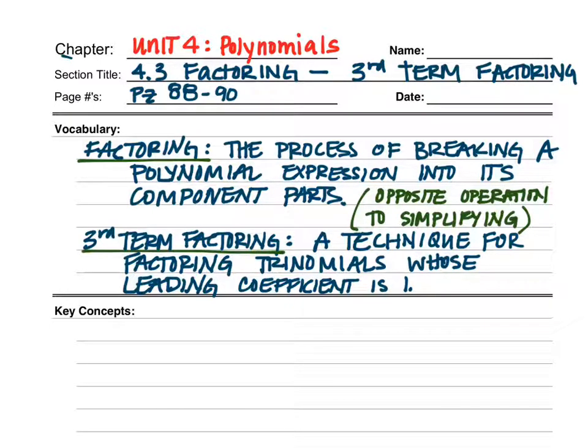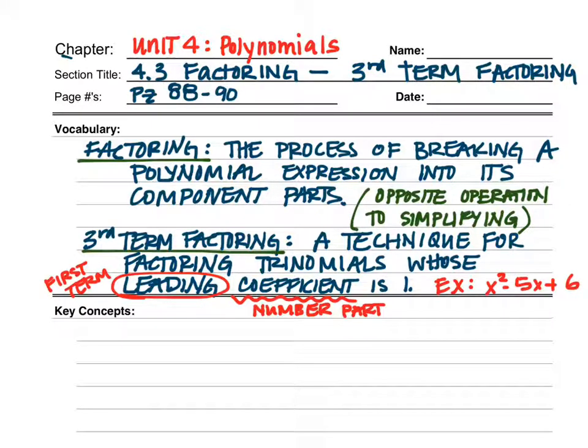And the coefficient is 1, and what's important is the first coefficient, so that leading coefficient. Coefficient is the number part, and an example of a trinomial whose leading coefficient is 1 is x squared minus 5x plus 6. We're really taking a look at that first term, the x squared, where there's an invisible 1 in front of it. So let's move to the key concepts.